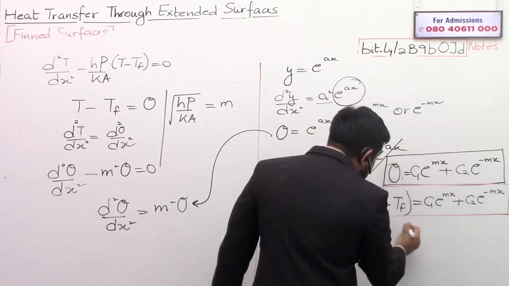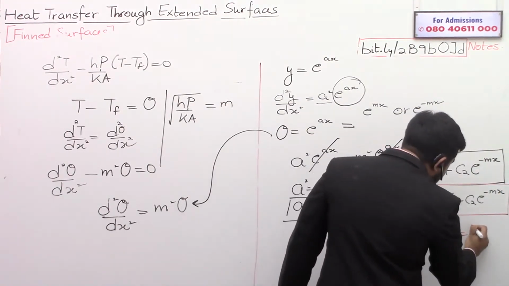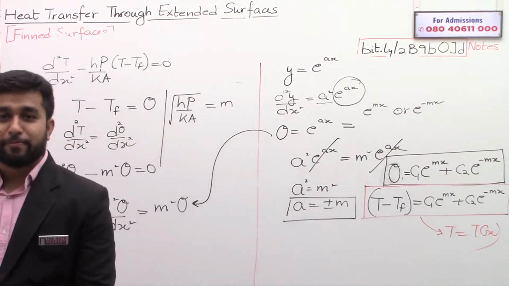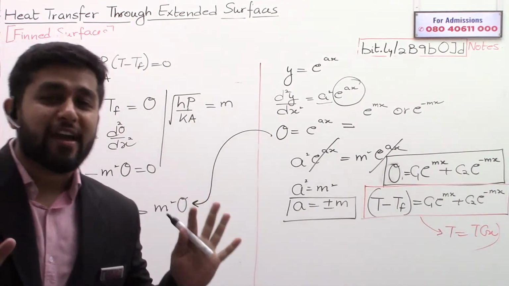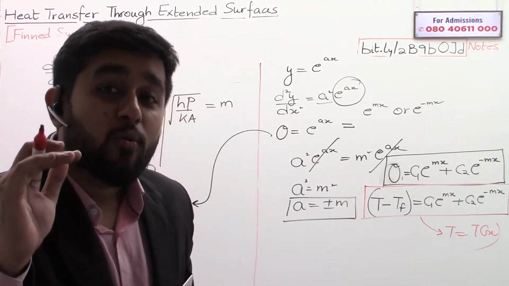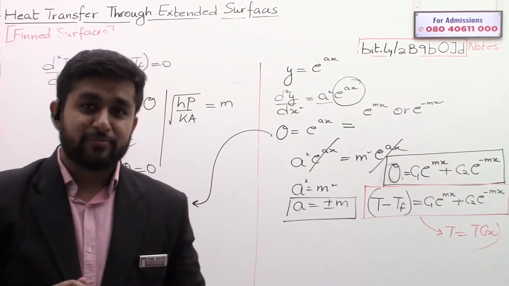What is that point? Temperature as a function of x. So it is some kind of exponential function. So one objective we have solved. And through this objective, ultimately we will find out what is the rate of heat convection.